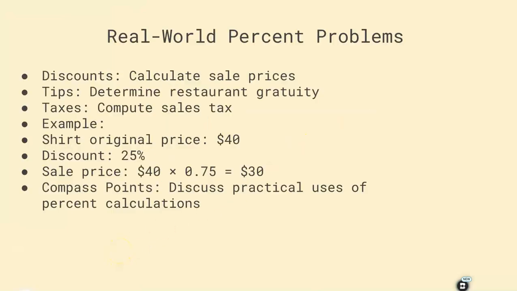The next part on your assignment has you list 2 real-world reasons. So here are some things you might use percent for in the real world, outside of school: to calculate sale prices, determine tip, and taxes. Examples would be a shirt's original price and the discount. We already did an example like this, to find how much that would cost, the sale price. Compare points, discuss.